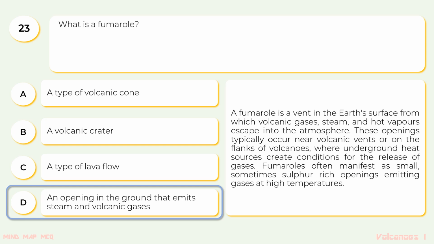A fumarole is a vent in the Earth's surface from which volcanic gases, steam and hot vapors escape into the atmosphere. These openings typically occur near volcanic vents or on the flanks of volcanoes where underground heat sources create conditions for the release of gases. Fumaroles often manifest as small, sometimes sulfur-rich openings emitting gases at high temperatures.